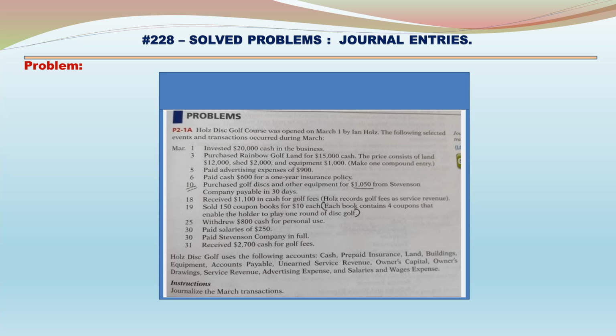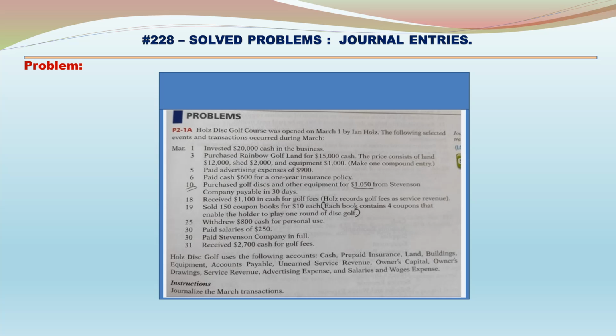Hol's records golf fees as service revenue. March 19. Sold 150 coupon books for 10 rupees each. Each book contains 4 coupons that enable the holder to play 1 round of disc golf. March 25. Withdrew 800 cash for personal use.